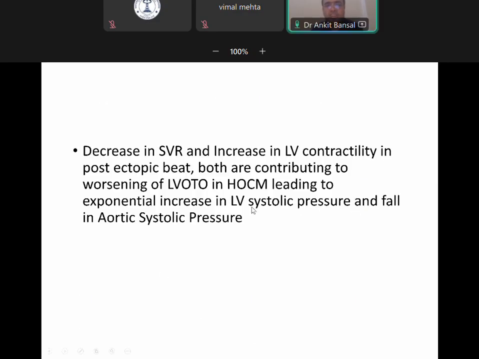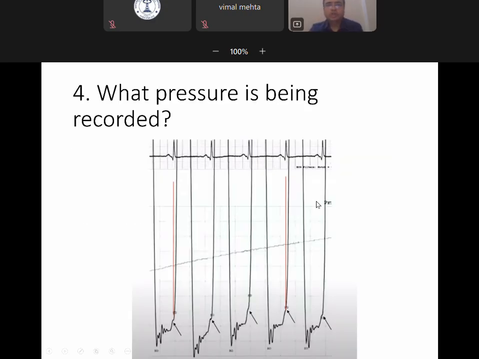So the two mechanisms are decrease in SVR and increase in LV contractility. Both are contributing to the worsening of LV outflow tract obstruction, leading to an exponential increase in the LV systolic pressure. Okay, very simple. What pressure is being recorded here? Okay, so it is LVEDP.